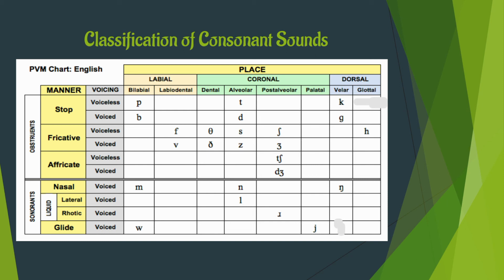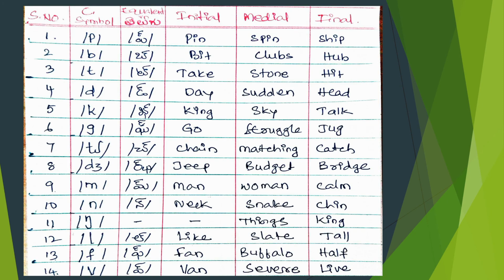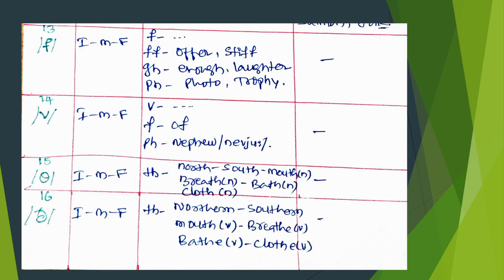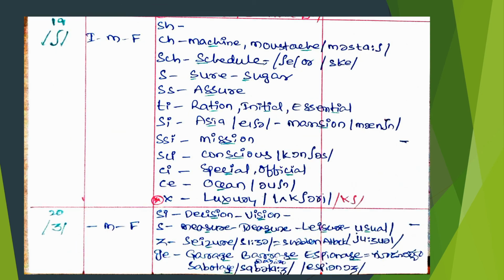Now see its examples. Sh happens initially in words such as ship, she, medially in words such as bishop, and finally in words such as fresh. So you go on writing some more words. Yes. Now see its spelling.